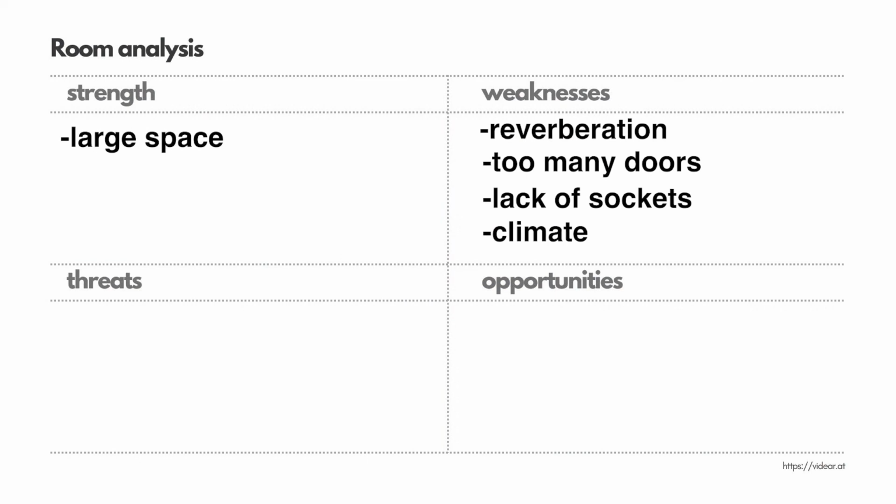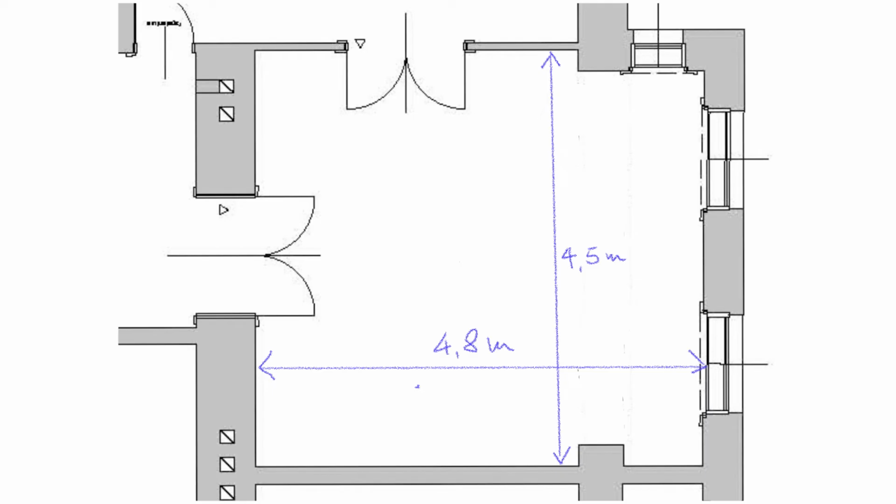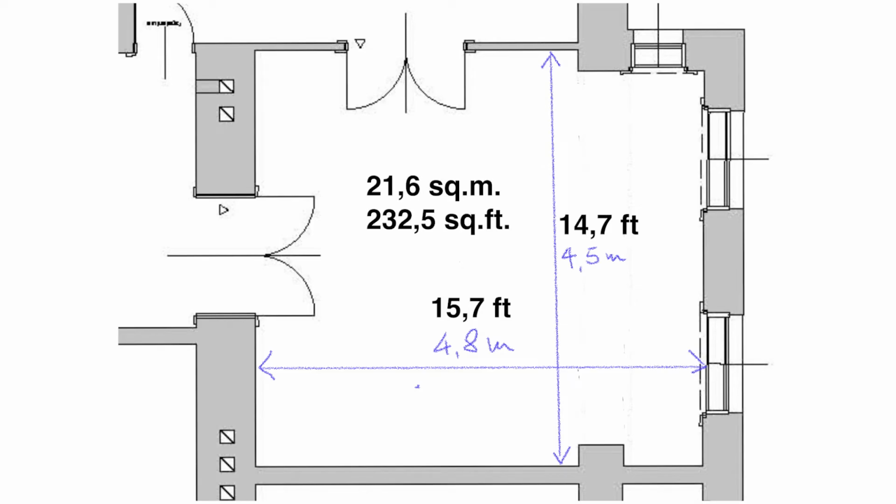One of the strengths of the space is that it's pretty big. It's 4.5 by 4.8 meters, or 14.7 by 15.7 feet, which makes the surface area about 21.6 square meters, or 232.5 square feet. It's a fairly large room, which can encompass quite a few functions.